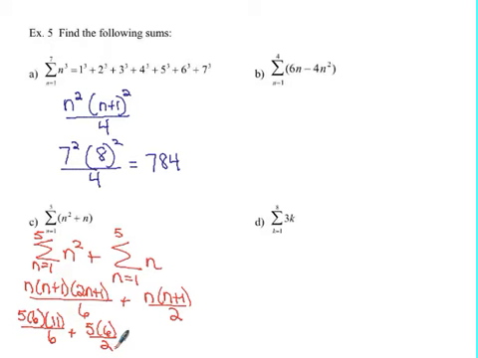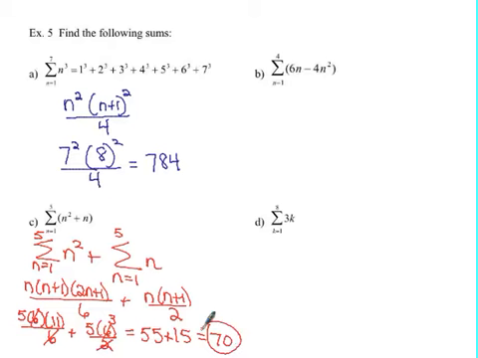So what I've done is I've just plugged in what I know. Do some simplifying. The 6's cancel, so I have 5 times 11 is 55. 2 goes into 6 3 times, so I have 15. 55 plus 15 is 70.